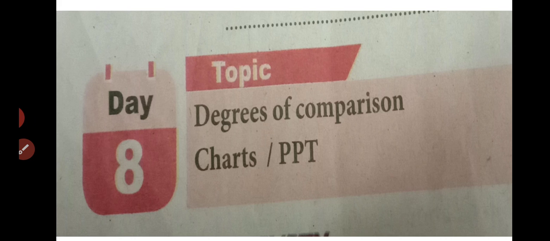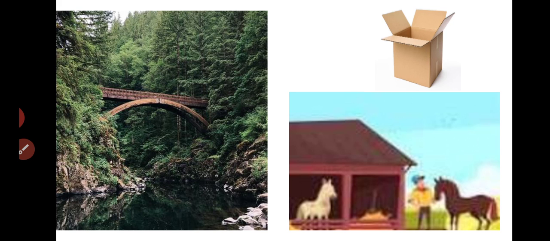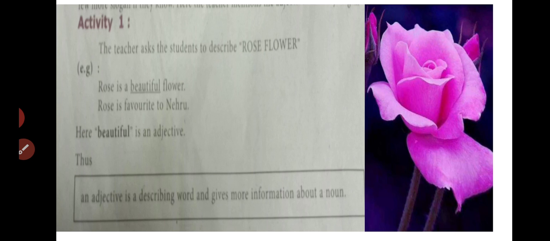An adjective is a word that describes a noun or tells more about a noun. Here can you see the picture of a rose? The rose is a noun. Rose flower is a noun. Here we are describing it. Rose is a beautiful flower. Here the word beautiful is an adjective word. So an adjective is a word that describes a noun. Here the word beautiful describes the flower.